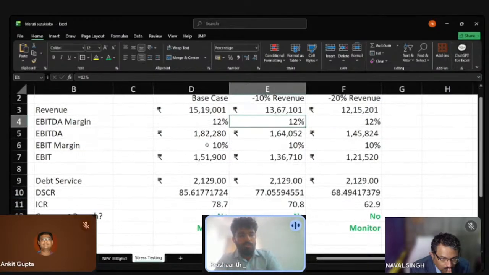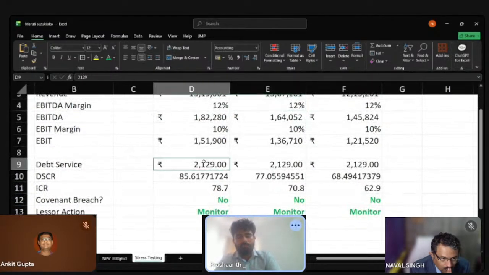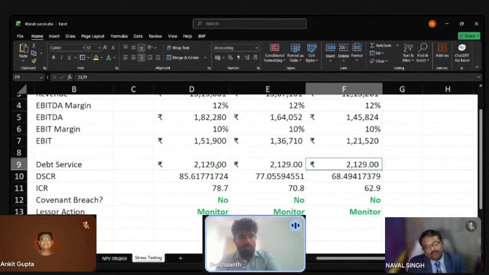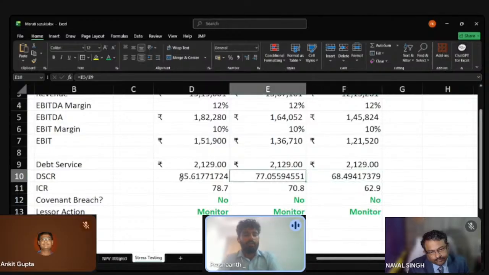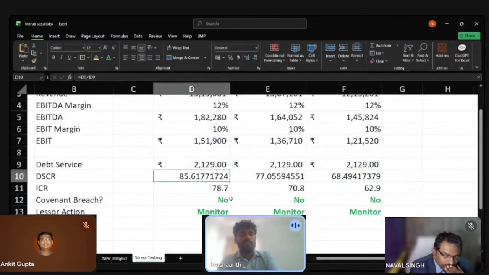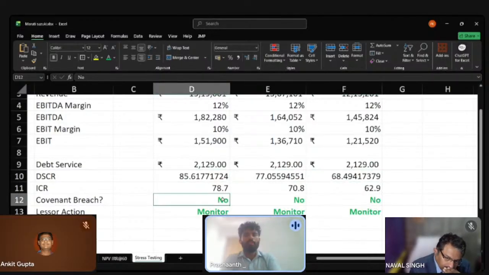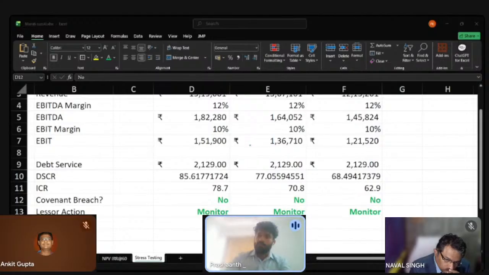So, with the EBITDA and EBIT margins constant under revenue pressure, the debt service is constant here, and as we can see, the ratios are still holding up pretty good, and so is the ICR. So government is not getting pleased anywhere. The appropriate lesser action I've recommended is just to monitor the situation, because the company is in such a good position, credit-wise speaking. But of course, there is a lot of off-balance sheet risks as well.